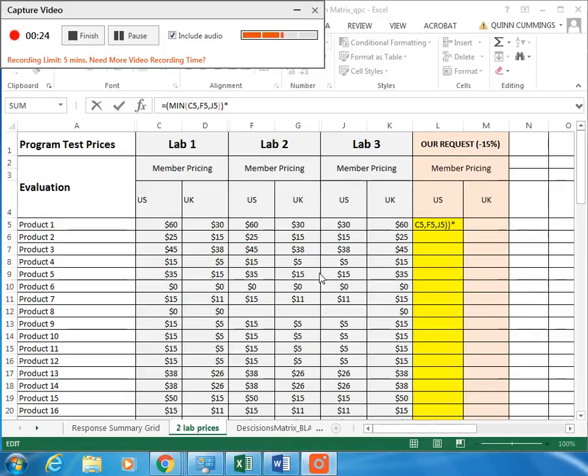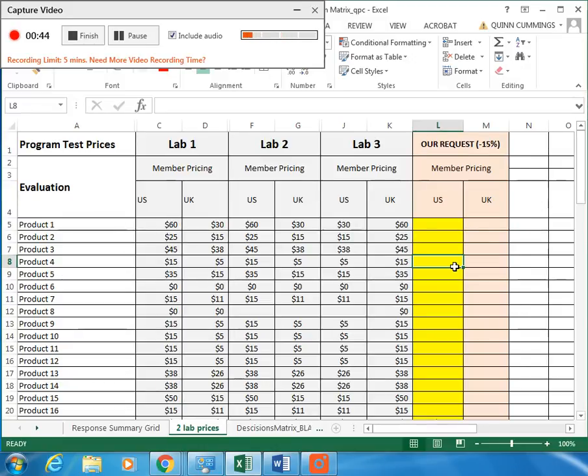So what we have to do is, they've given us their pricing. We have it listed down here. We need to find the cheapest price minus 15%, because the lab that we're going with already told us they're going to give us a 15% discount.